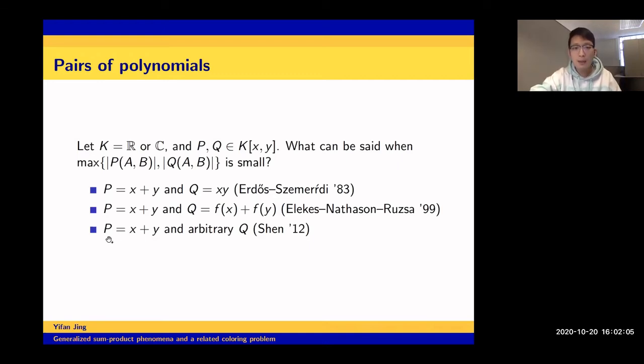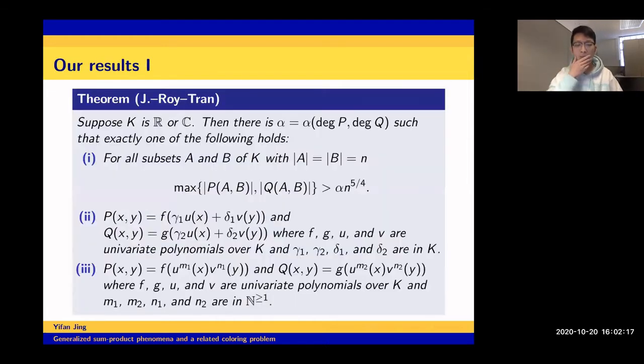And Shen in 2012 studied the form where P is x plus y and Q is an arbitrary bivariate polynomial. Okay. So our main result here, the first main result, basically answers the question when you have two arbitrary different polynomials. So here P and Q are arbitrary bivariate polynomials over K, and K is either R or C.